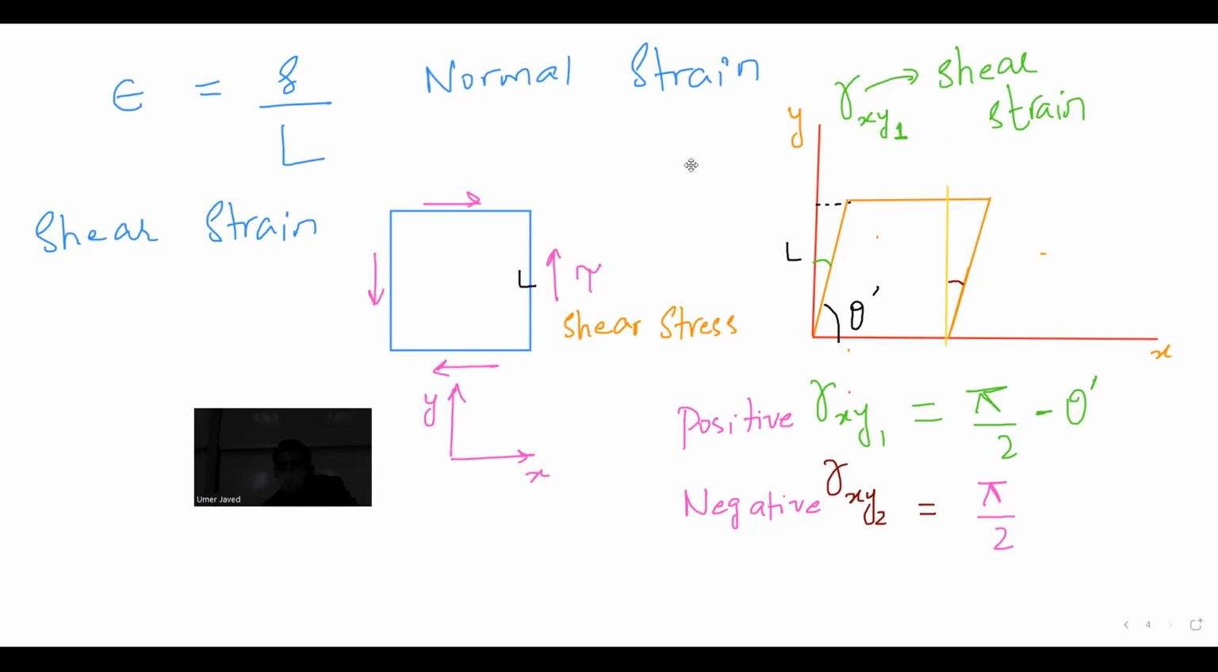I think you're right. This is gamma xy 2. So it will be. It should be the whole angle minus 90. Theta will be the whole angle minus 90. I think you are right. So that will be theta prime minus the whole angle, pi by 2. This is the total angle. I think I understand what you just said. Thank you. That's why I even used the word negative shear.